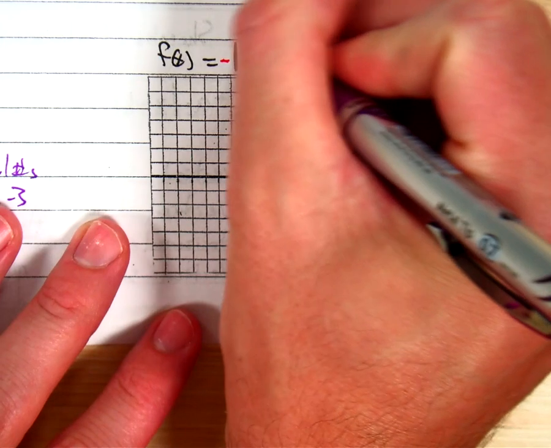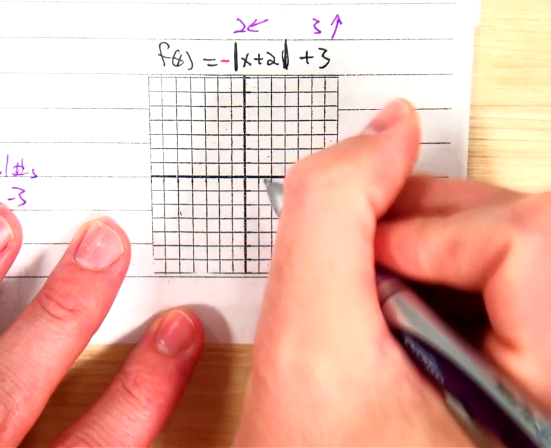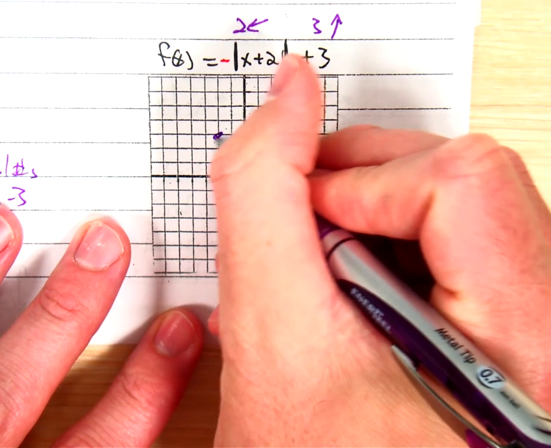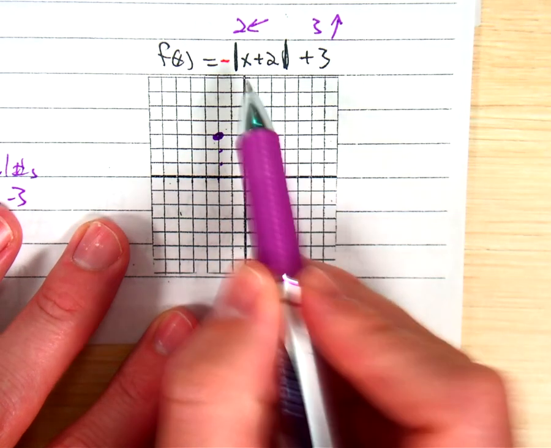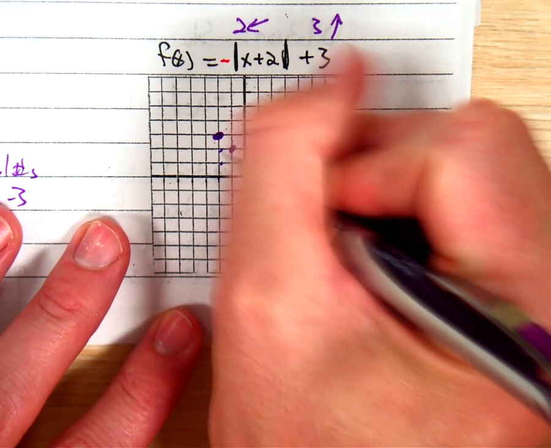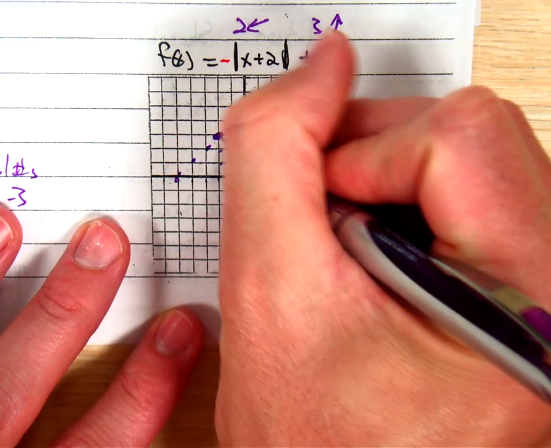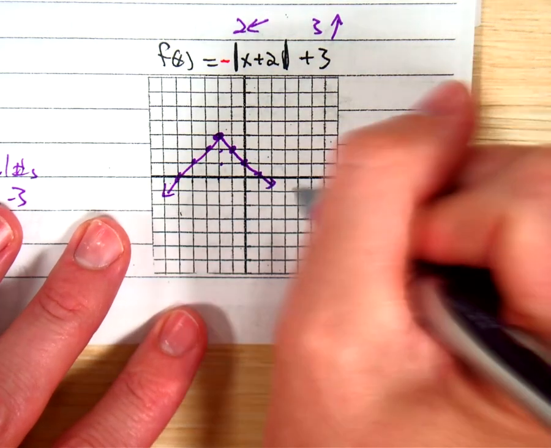Okay, we're going 2 to the left and 3 up. So 2 to the left, 1, 2, 3 up. And we have a negative in the front, so instead of going up 1 over 1, we're going down 1 over 1. We're going down 1 over 1. And there it is.